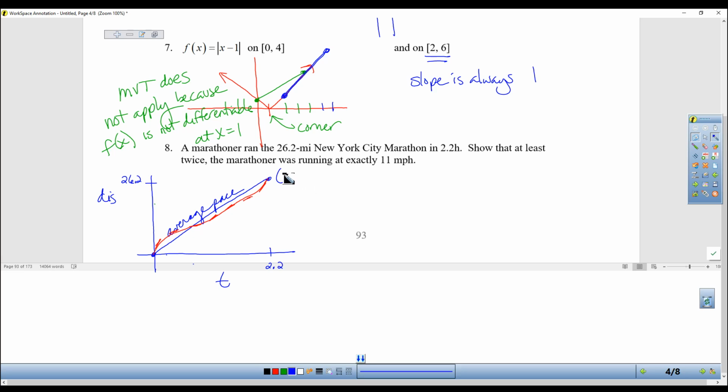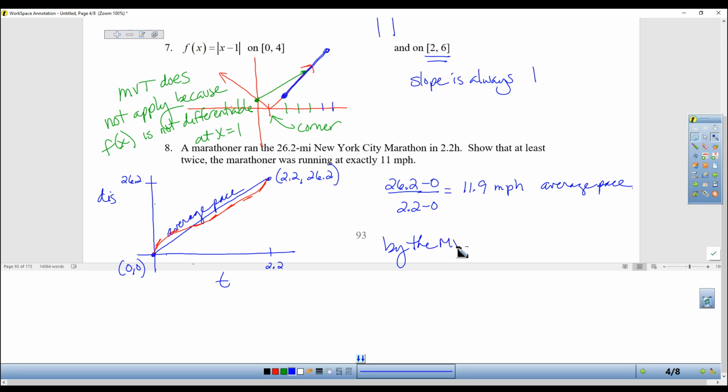So this is the point 2.2, 26.2. Step 1 is always define the slope, which requires 2 points. 26.2 minus 0 divided by 2.2 minus 0 is equal to 11.9. So miles per hour is the average pace.